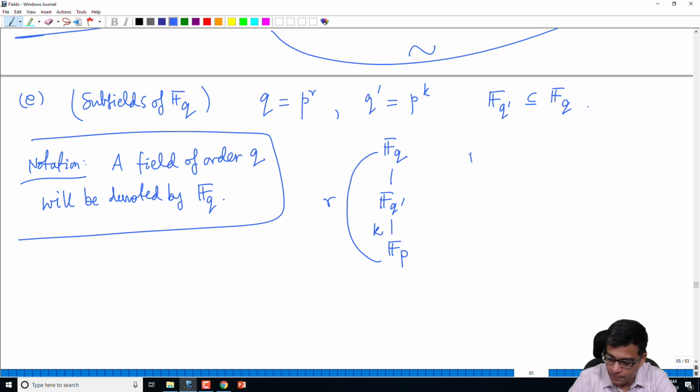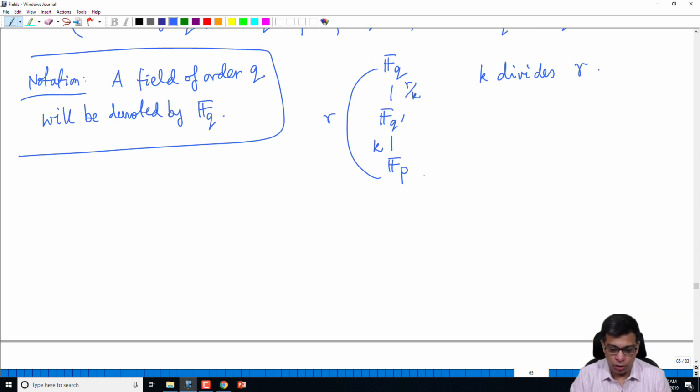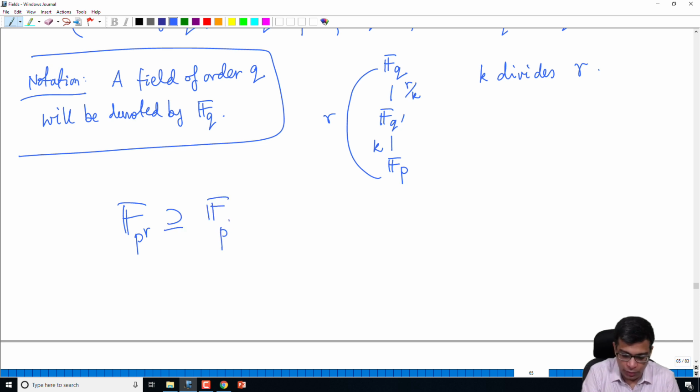So by the multiplicativity of degrees of field extensions, we know that k divides r. In fact, the degree of Fq over Fq prime will be r by k, so the product of these two is r. So the statement we have just proved is that if Fp power r contains Fp power k, that means k divides r.